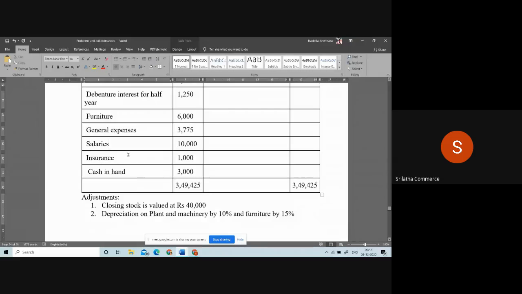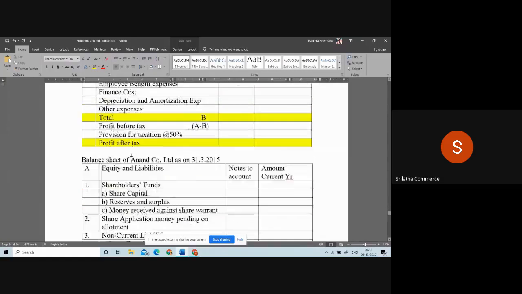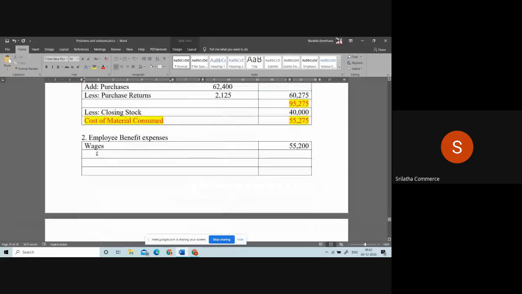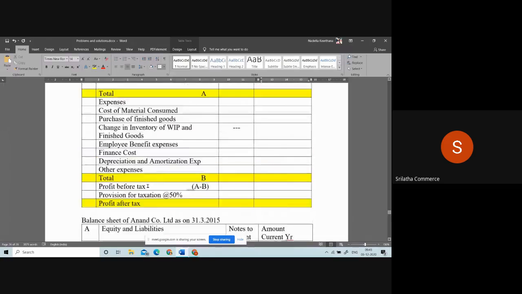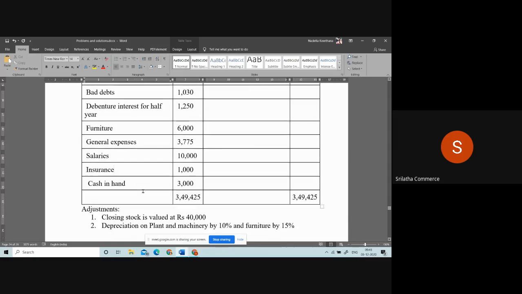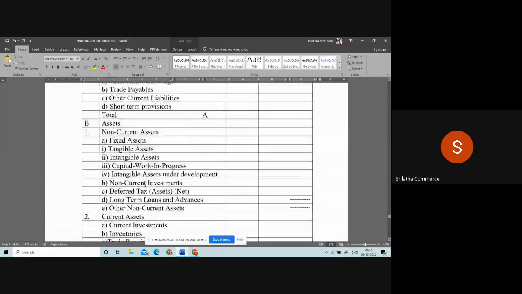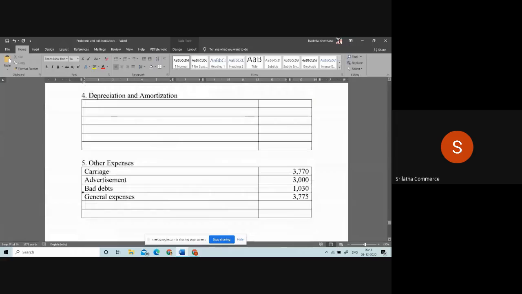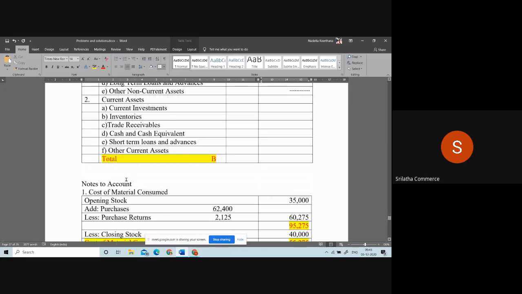Even this comes under employee benefit expenses. So salaries 10,000. Then next comes insurance. Insurance is 1,000. So insurance 1,000 comes under other expenses. Okay.